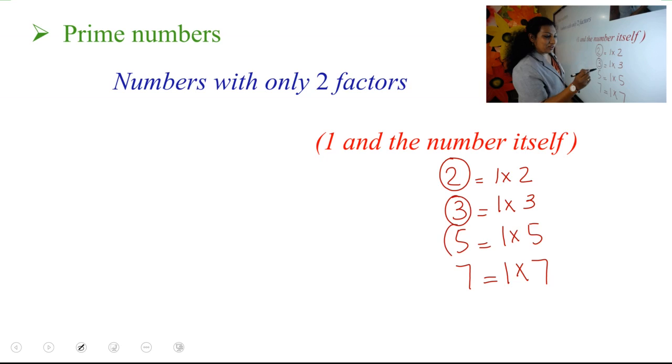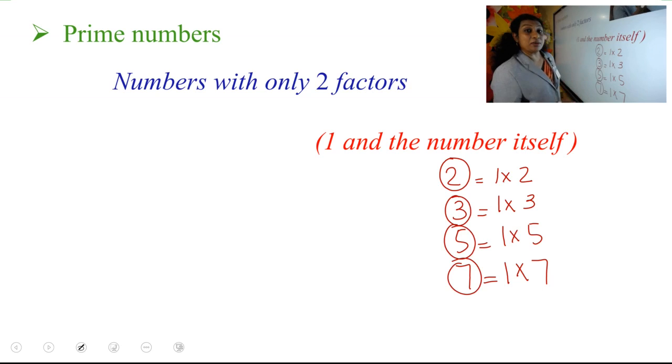So these numbers 2, 3, 5, 7, 11, all these numbers are called prime numbers because they have only 2 factors, 1 and the number itself.